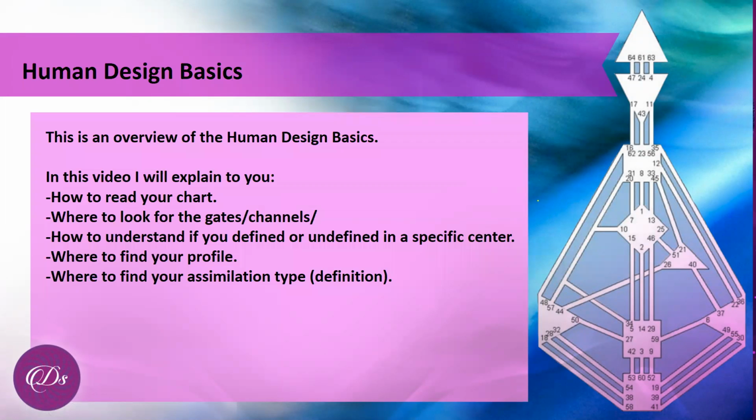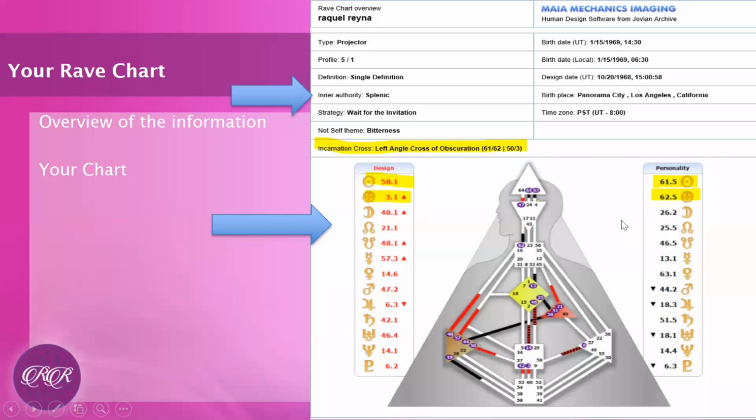So in this quick video, I want to just give you the human design basics. I want to help you to understand how to read your chart, where to look for the gates and the channels, and how to understand if you're defined or undefined in a specific center, where to find your profile, and where to find your assimilation type, also known as your definition. So let's go ahead and analyze a chart right here.